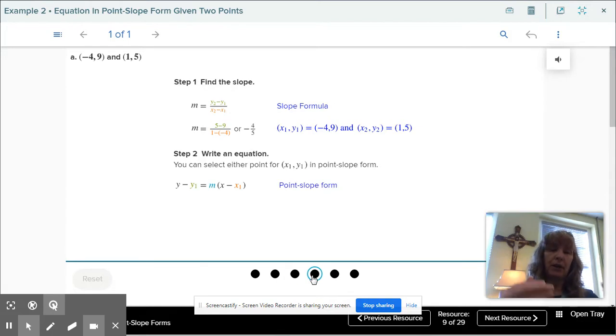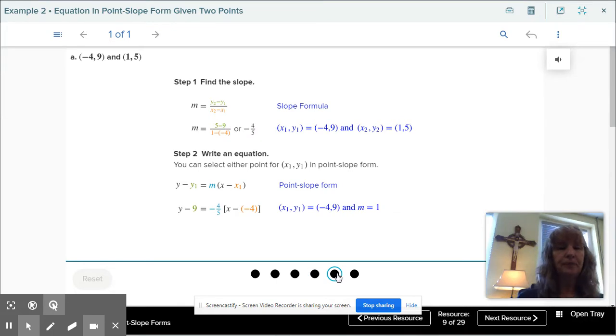And then you just plug it into the equation. You know that y1 is 9, and your slope is negative 4/5. You determine that here. And then x minus x1, of course, you put the negative 4 in parentheses. And then you simplify this, meaning you just change this to a positive number. So this is your equation in point slope form. They're not asking you to solve it. They're just asking for the equation. And that's what it looks like.